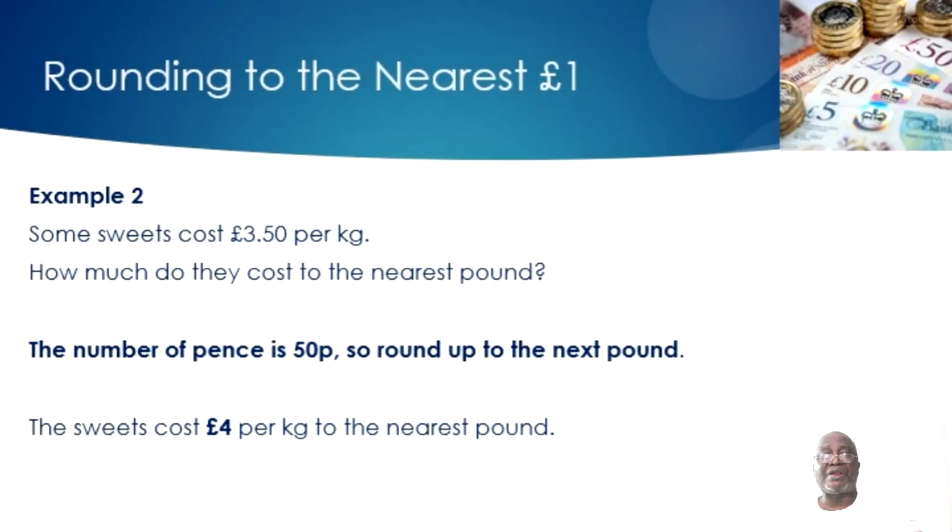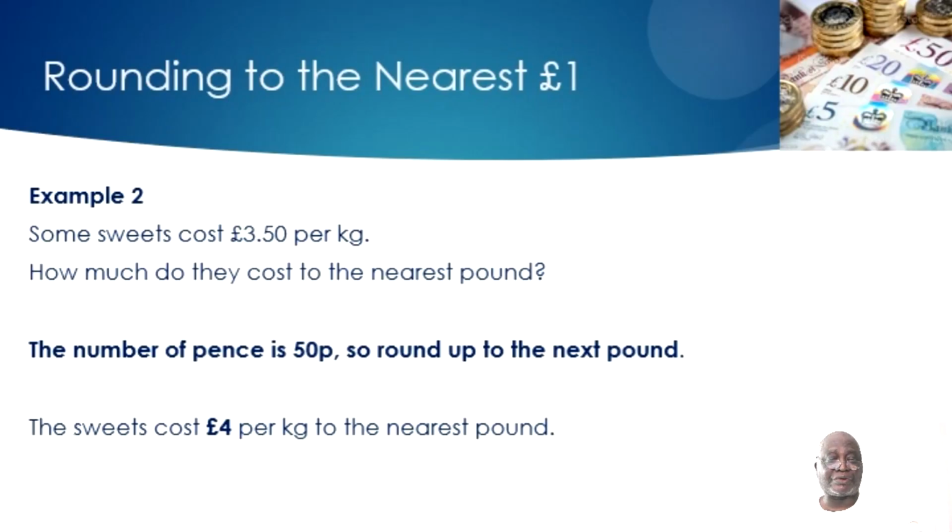You have to round to the nearest pound. In this case, it will usually be the decimal points, the pence, which you'll have to manipulate to the nearest pound. Either you round up if it's 50p or more, or you round down if it is less than 50p.